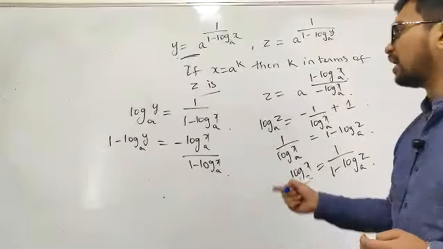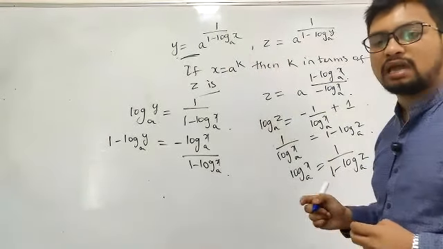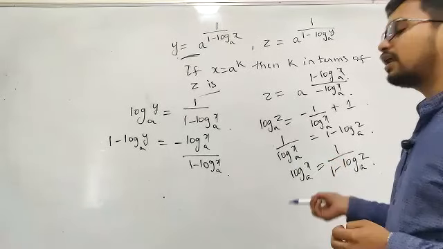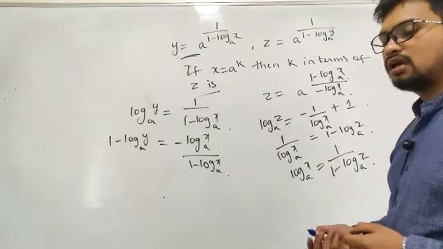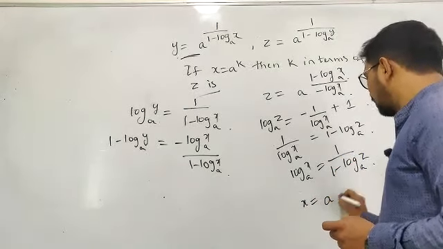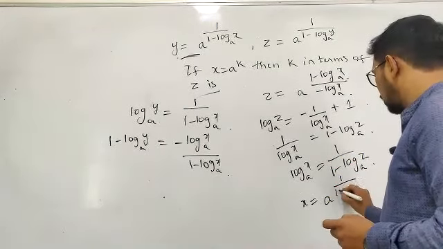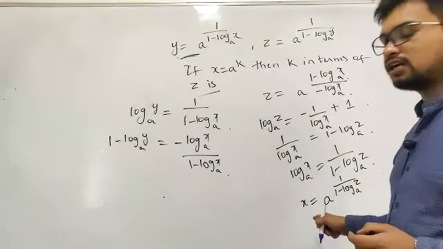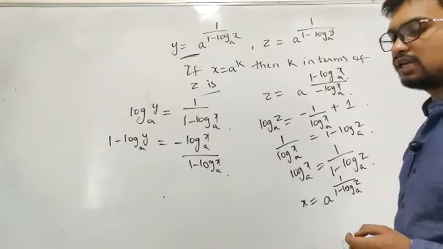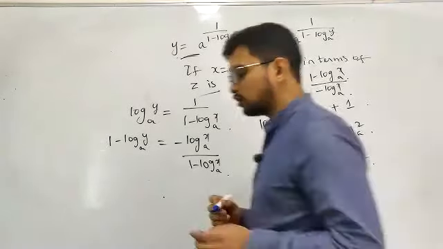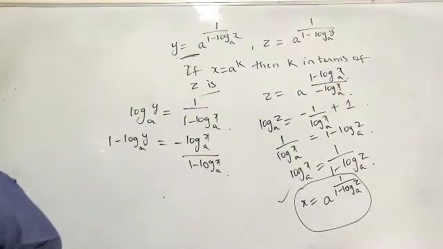I found the value of log x to the base a because they are saying x is equal to a power k. That is the reason I'm generating this value of log x to the base a. So the x value will be a power of 1 by 1 minus log z to the base a. They're asking for x in terms of z, and this is your final value. It's only a simple simplification.